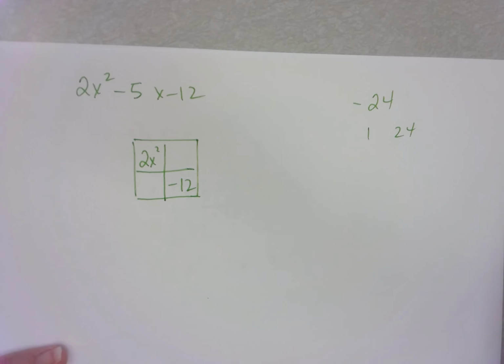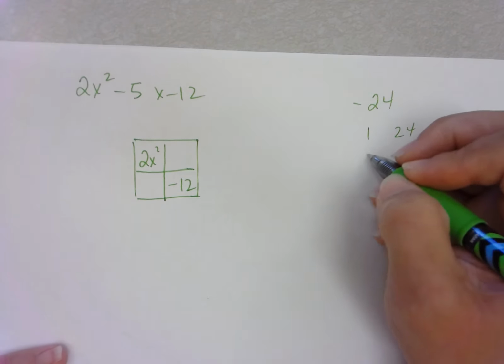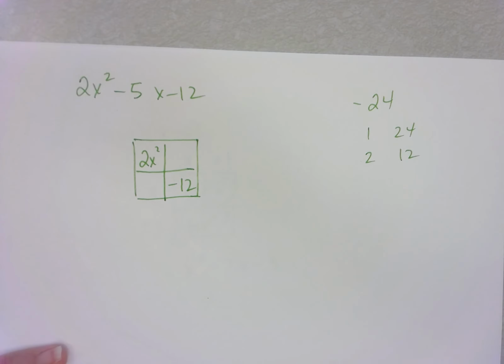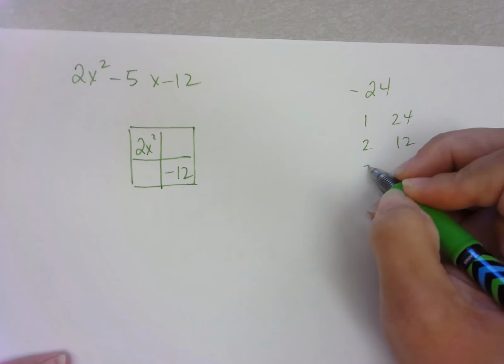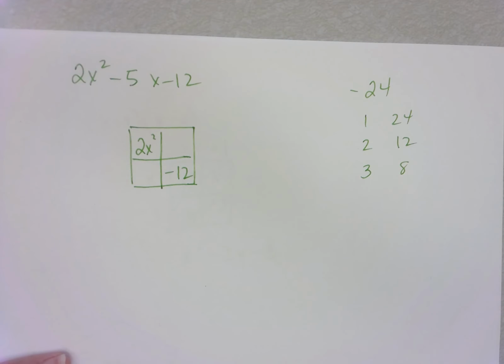Okay, so that means, let's see, I could use 1 and 24, but that's not it. The difference between them is 23. 2 times 12 is not it. The difference between them is 10. 3 times 8, there we go. The difference between 3 and 8 is 5.